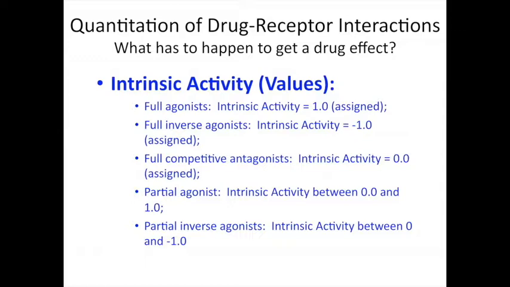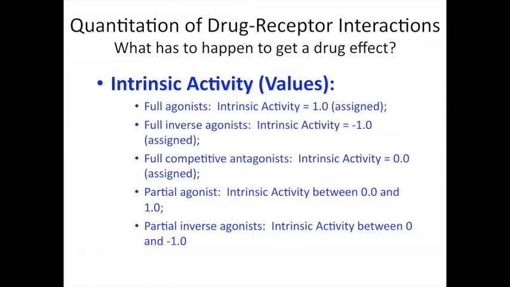If it's a full competitive antagonist, we said, what does that do? It binds to the receptor. It doesn't do anything to the ratio of active and inactive conformations. It just binds and occupies. But it also will then prevent the endogenous ligand or some other drug from binding. But it binds and doesn't change the ratio. That will have an intrinsic activity of 0 because it doesn't change the conformation percentage.